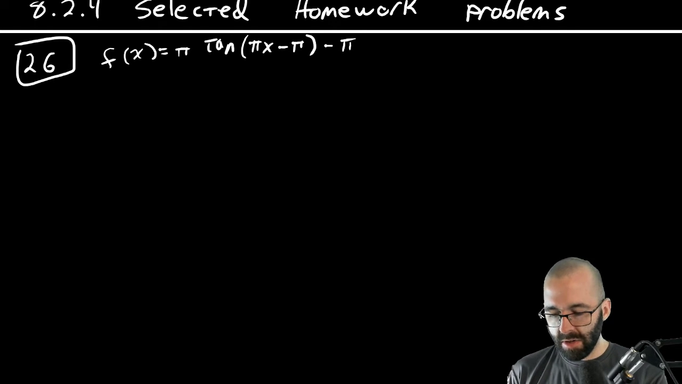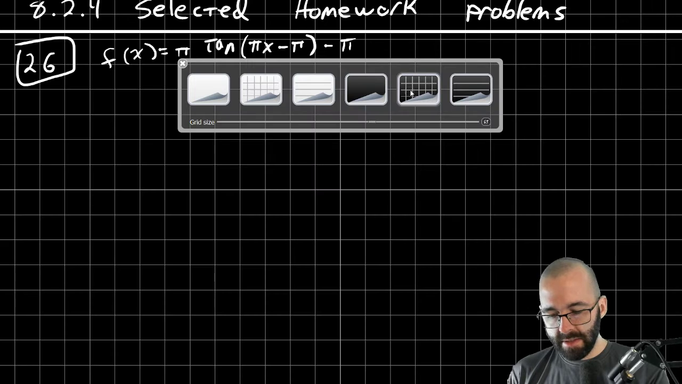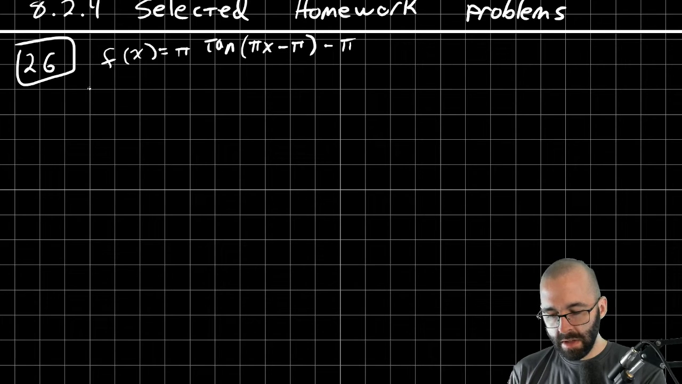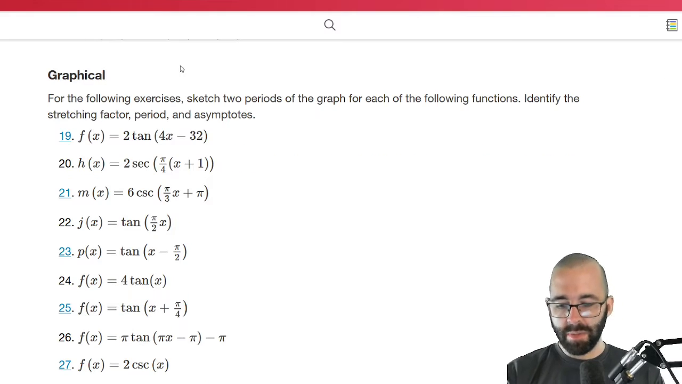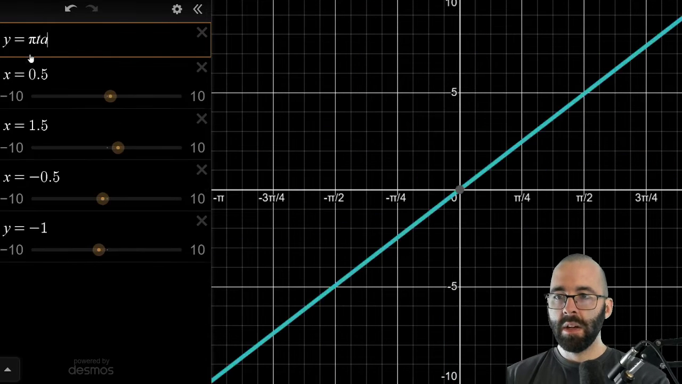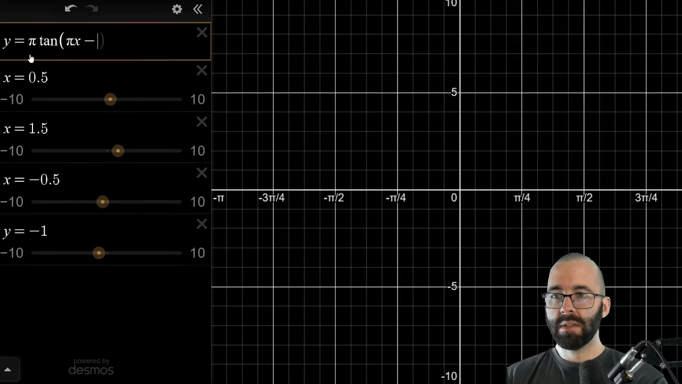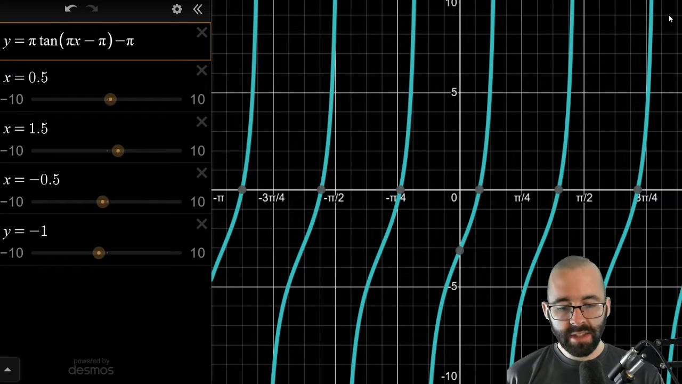All right, and so we're going to need to graph it, and we're going to need to identify the important things. Okay, so let's get this ready to go. Let's graph it over here. And let's plot it. Pi times tangent of pi x minus pi minus pi. All right, and let's get the right scale.